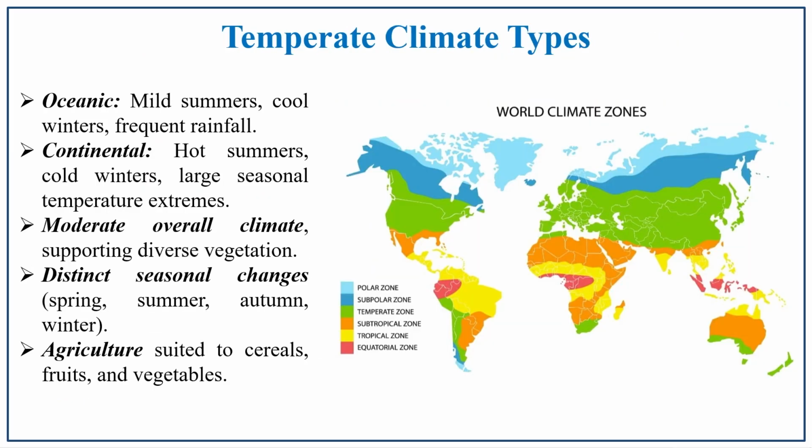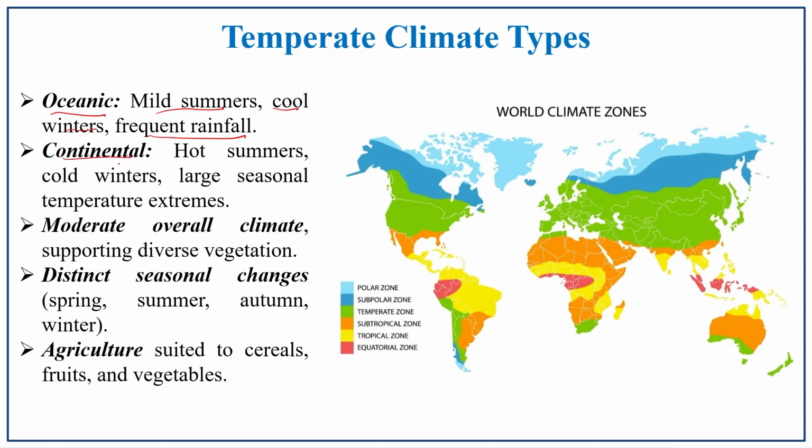Next are the temperate climate types. So, what are all the temperate climate types? The first one is the oceanic climate type: mild summer, cool winter, and frequent rainfall are the characteristics of the oceanic climate type. Next is the continental type.